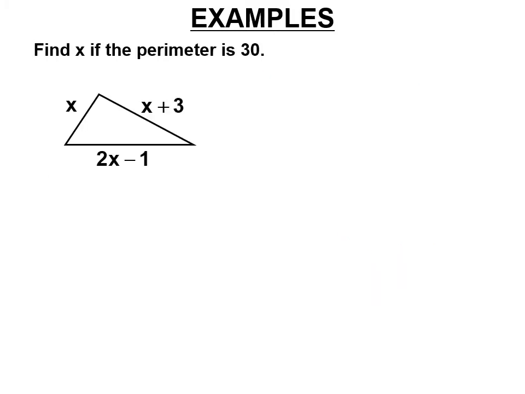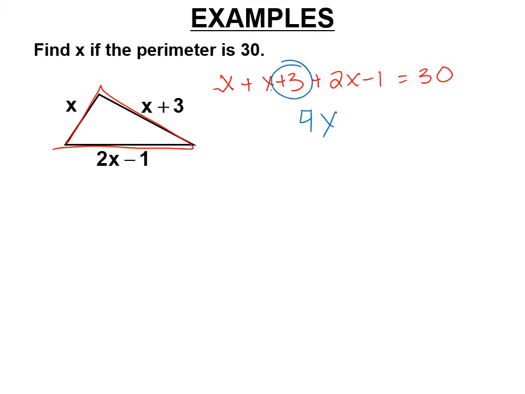Perimeter, we already did a perimeter problem, I believe. Yes, we did, in two steps. The perimeter here is 30, and now we're going to be adding up the 3 sides. x, then we have a side of x plus 3, and we have another side of 2x minus 1. We're adding all those up, and we're going to figure out what x must be. Well, let's combine some like terms. So x plus x is 2x, plus 2x more is 4x. 3 minus 1 is 2.